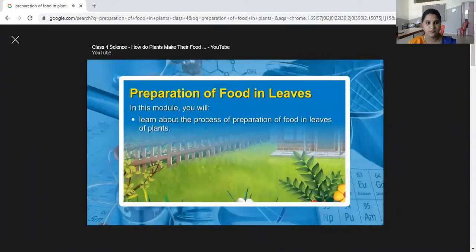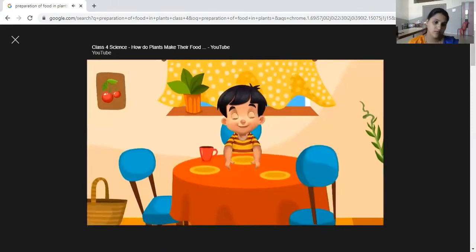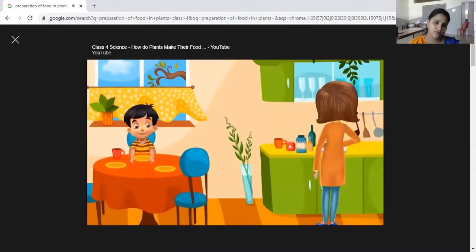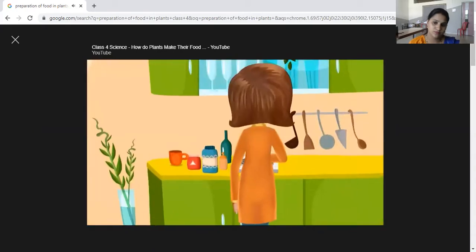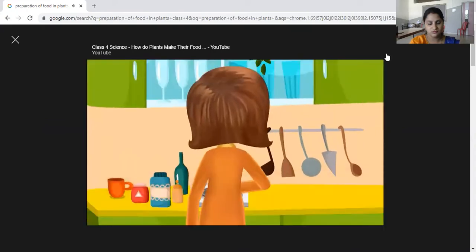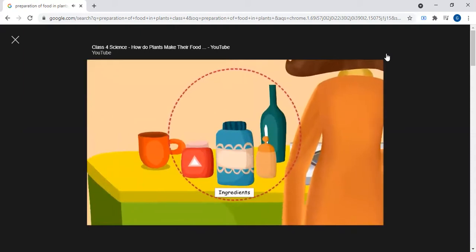In this module, you will learn about the process of preparation of food in the leaves of plants. Seems like Sid is waiting for lunch while his mom is cooking his favorite dish. Let's go and see what Sid's mother is cooking. You can see that cooking a dish requires so many different ingredients.